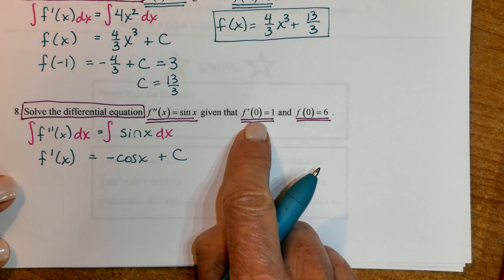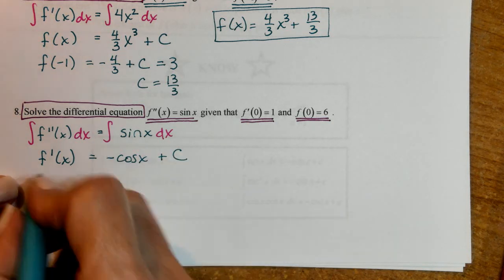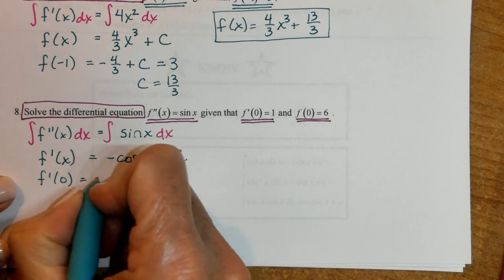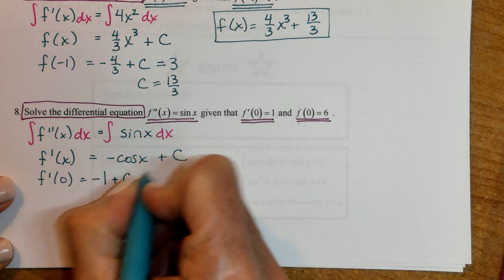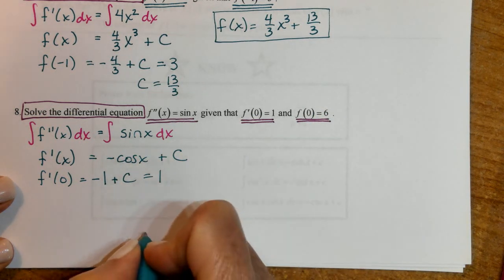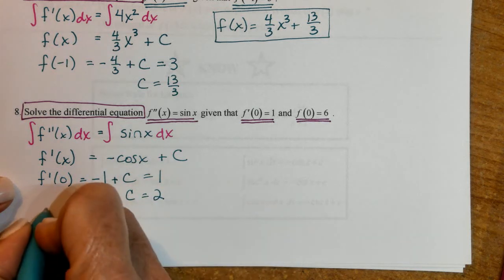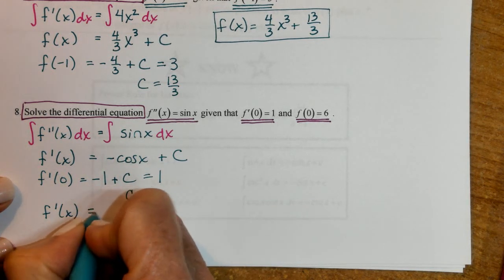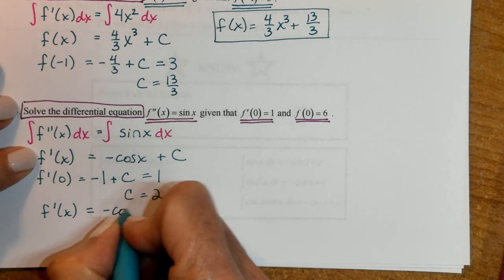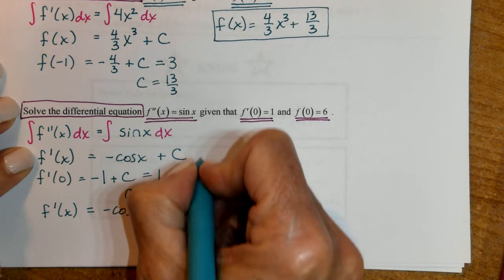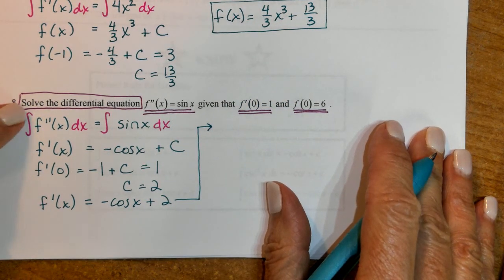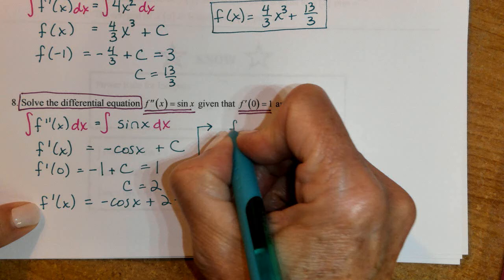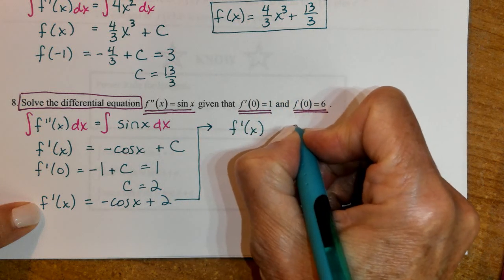I'm going to use this condition to find c. So f prime of 0 is negative cosine of 0, which is 1, plus c, and that has to be 1. So c must be 2. So f prime of x must be negative cosine x plus 2. Now I'm going to repeat that process because we have to get the original function. So I'm looking for f of x, and this time I'm going to use f prime of x.